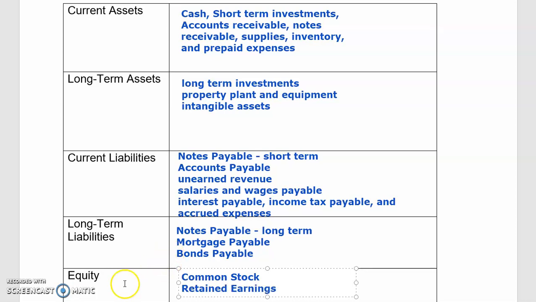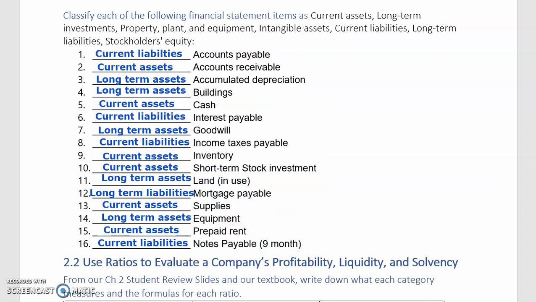So next we're going to work on classifying some of our accounts into these categories. You can pause the video and spend some time checking your answers for the classification of each of these items as part of our classified balance sheet.